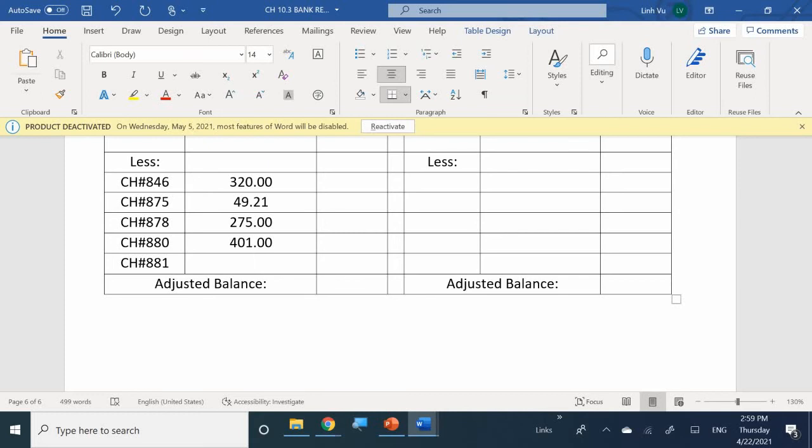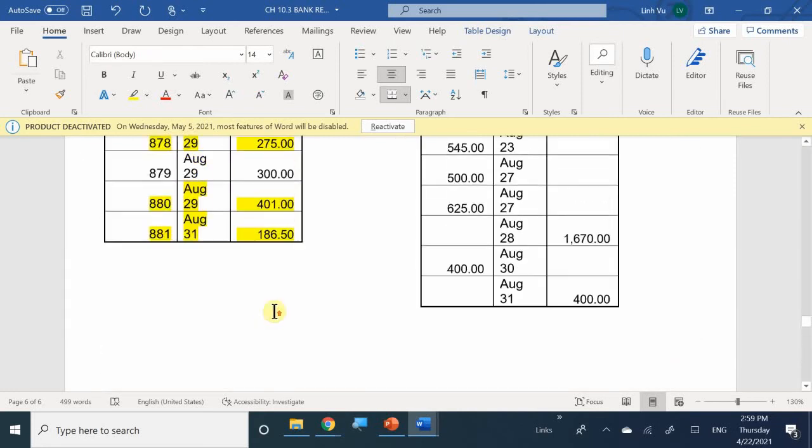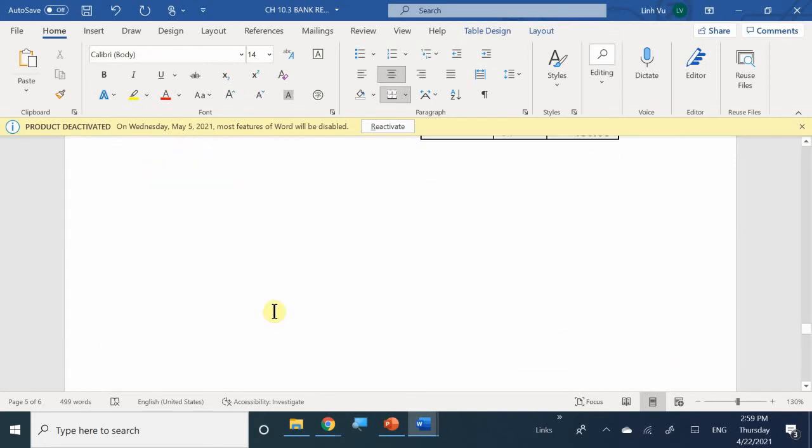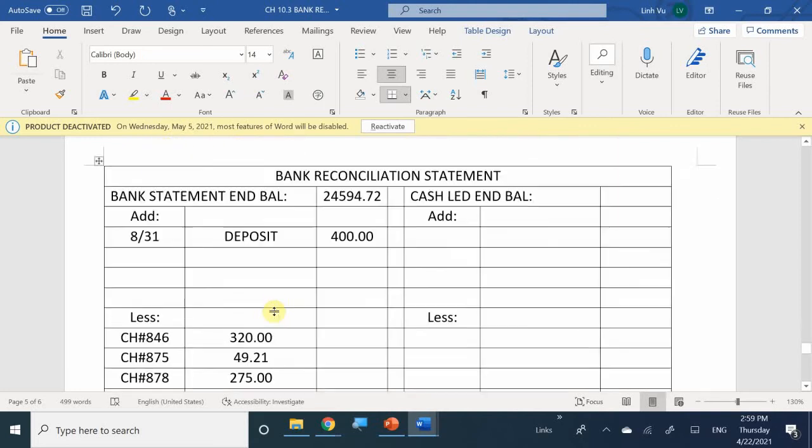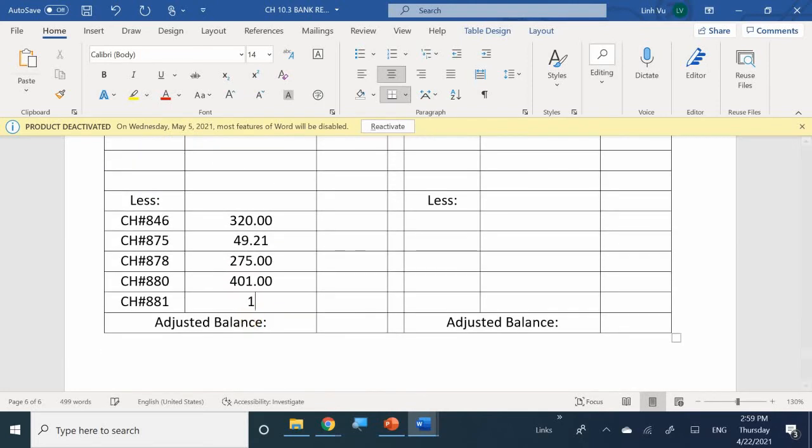What was the amount again? 186.50. Okay, so what is my total amount of outstanding checks? $1,231.62. Okay. All right, so let's go ahead and calculate it.